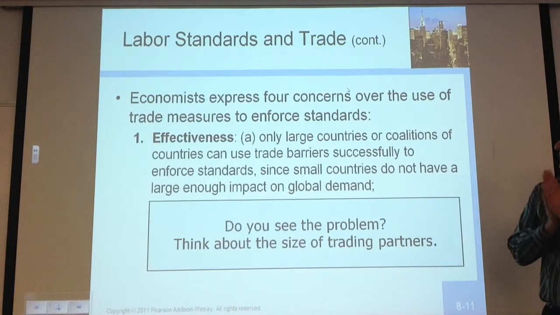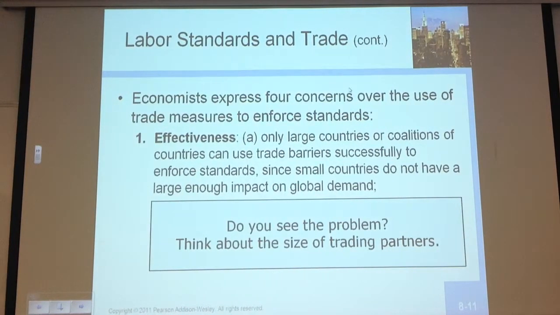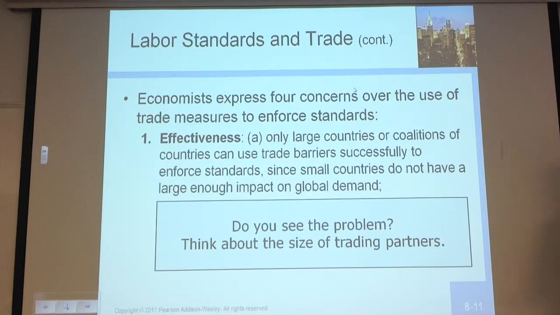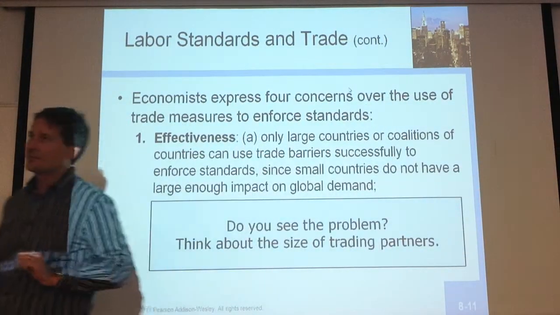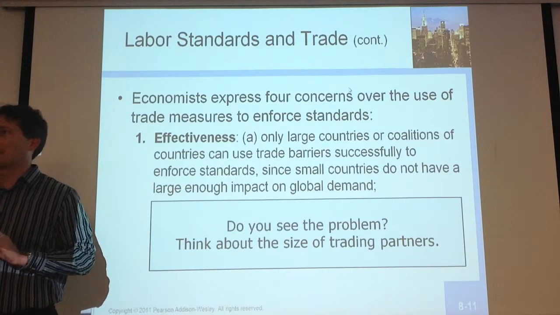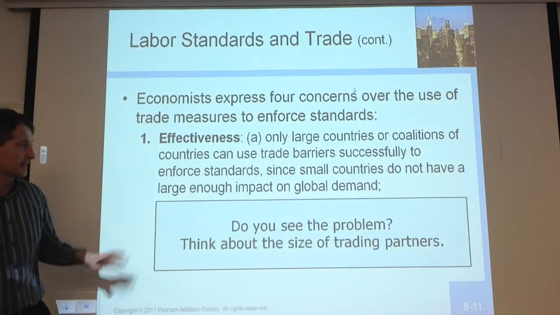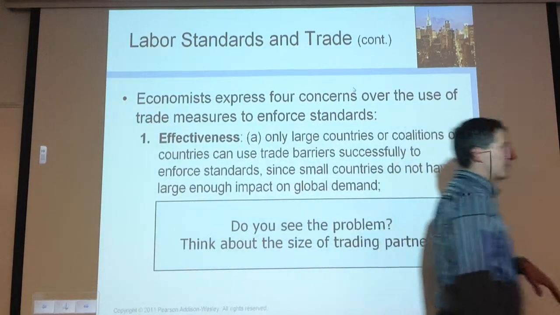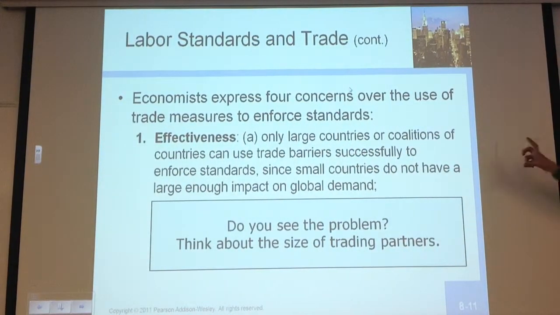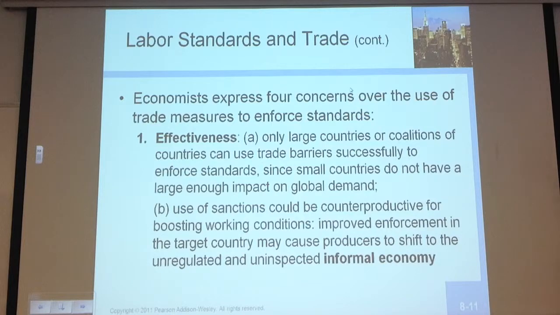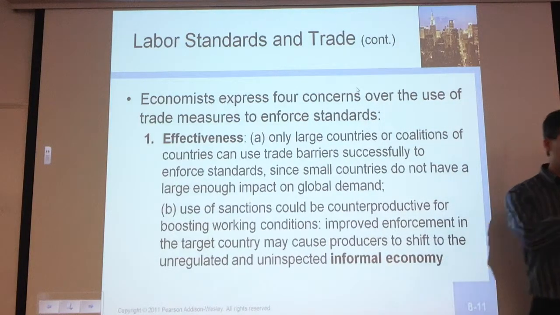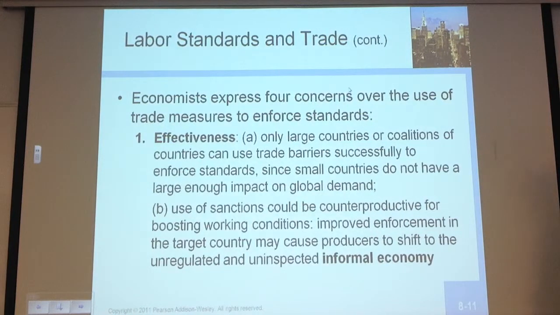Four concerns. What do you think? Do you see a problem? Only large countries or coalitions of large countries can use trade barriers successfully. What's the problem there? Gives large countries, wealthy countries an unfair advantage. Yeah, so they've kind of got the upper hand on it, right? Since they're kind of the dominant player. If they're the big ones, then they're the ones really setting the policy, setting the stage, and possibly using some of that power to tilt the scale their way or to specific industries.